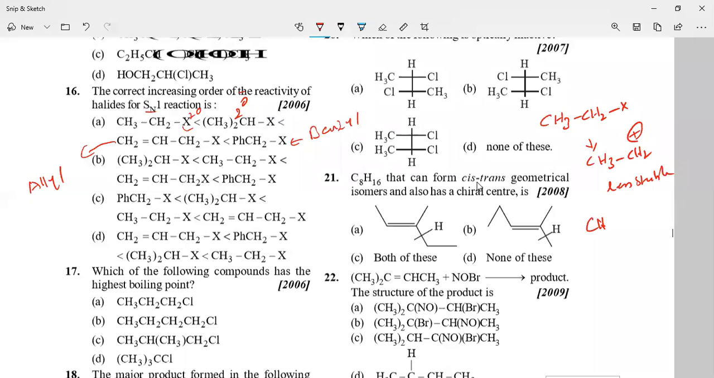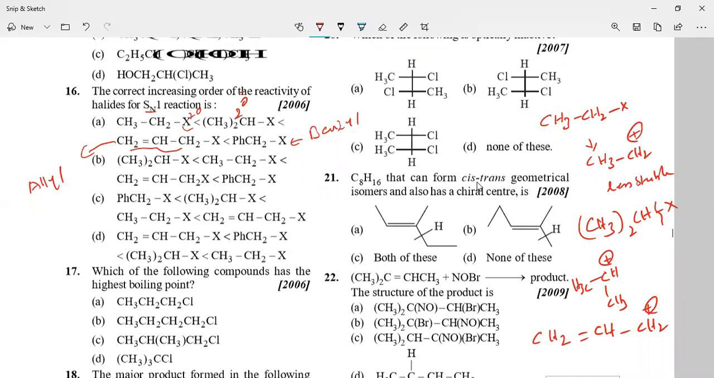This compound is (CH3)2CHX. Upon cleavage, you are going to get the secondary carbocation. This is somewhat okay. And the allyl carbocation: upon breaking, you are going to get the allyl carbocation, CH2 double bond CH, CH2+. This positive charge will be stabilized by the shifting of the pi bond.